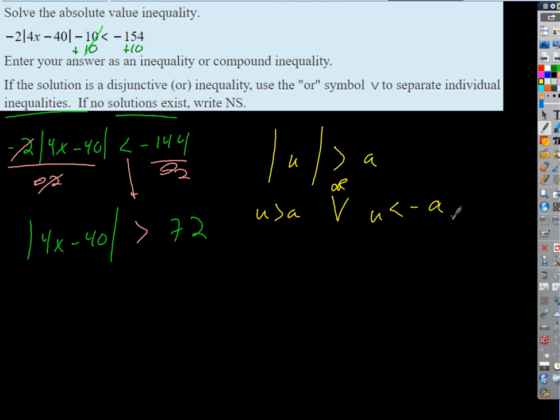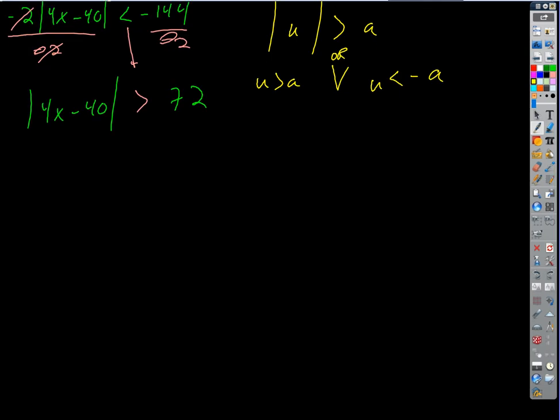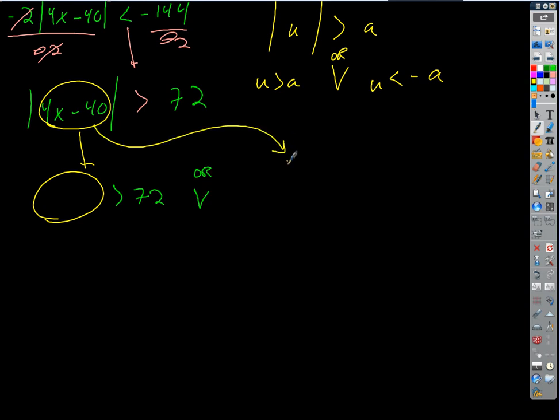Okay, so that's what we got to do here, isn't it? We've got an isolated absolute value greater than a number, so whatever's inside either has to be greater than 72, or whatever's inside has to be less than negative 72. Then we'll just solve both of those. Well, what's inside? 4x minus 40.